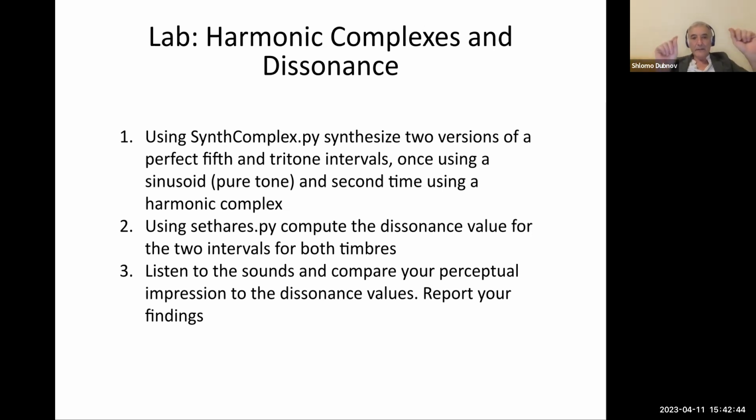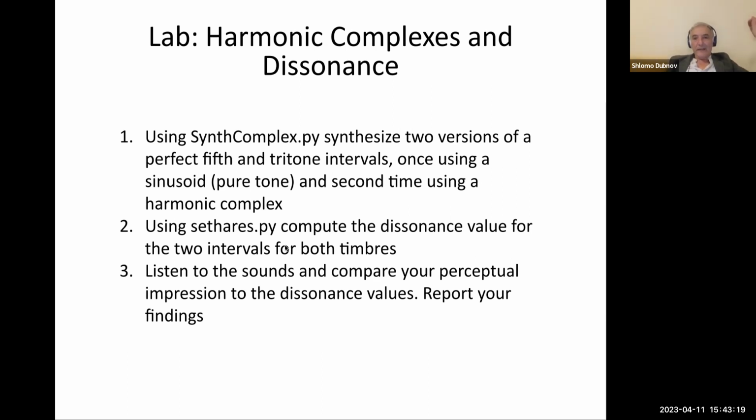But if you use a complex interval, the tritone will sound very dissonant, and the Sethares dissonance curve will also show you that this interval is very dissonant, but then if you plug in a perfect fifth, it will show you that this combination of intervals is actually consonant or has very low dissonance value. So this is just a way to numerically, if you want, replicate the whole story I was telling you about before, okay?